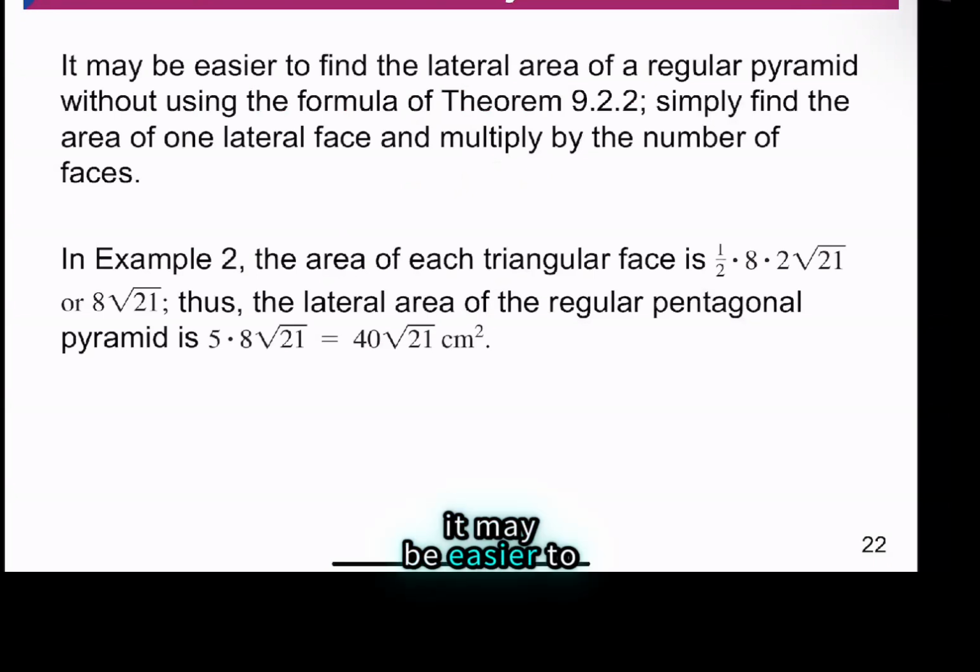It may be easier to find the lateral area of a regular pyramid without using the formula of Theorem 9.2.2. Simply find the area of one lateral face and multiply by the number of faces.